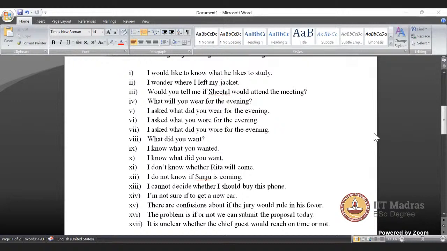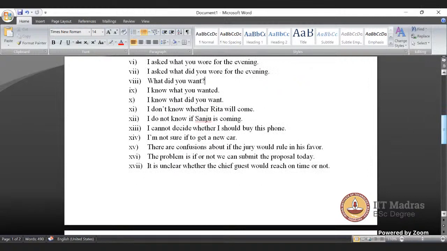Okay. It is unclear. Now, this is 71 that we're discussing. It is unclear whether the chief guest would reach on time or not. Grammatical, ungrammatical? This is grammatical, right? Now, what have we done here? We still have the or not construction, but the or not is located far away from that complementizer. It appears at the end of the sentence. So if there's a good distance between them, if you're pushing or not to the end of the sentence, then you can either use whether or you can use if also.